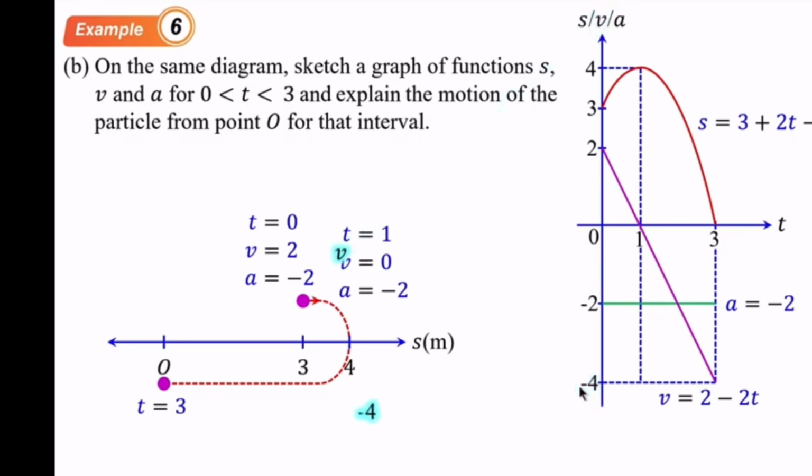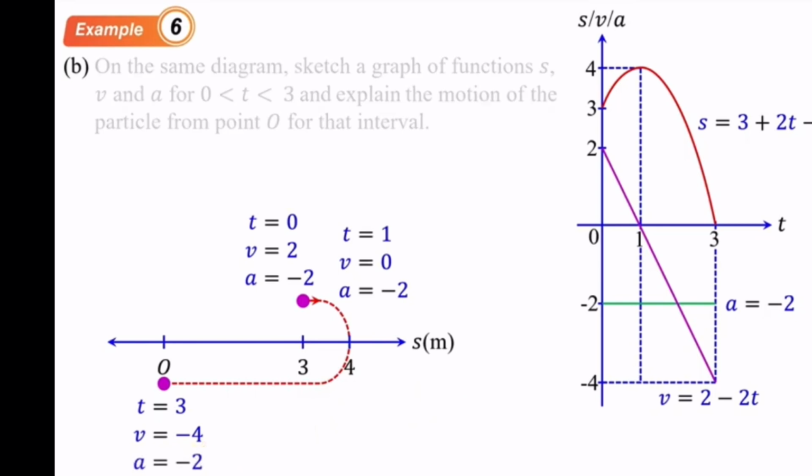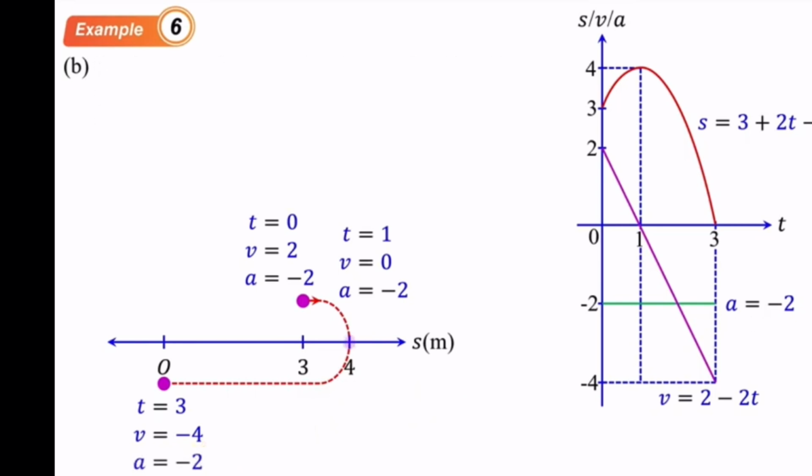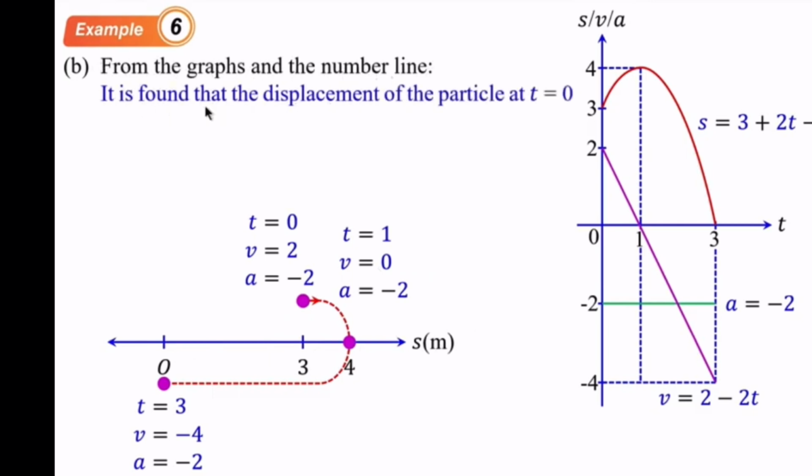Alright, then if possible, we will actually try to label and write down the acceleration, the time, and also the displacement for the particle for every moment. We call it instantaneous. Okay, so after we have labeled everything, we can draw a number line to show how the particle moves. So from the graph and the number line, we can show that the particle actually moves in such a way.